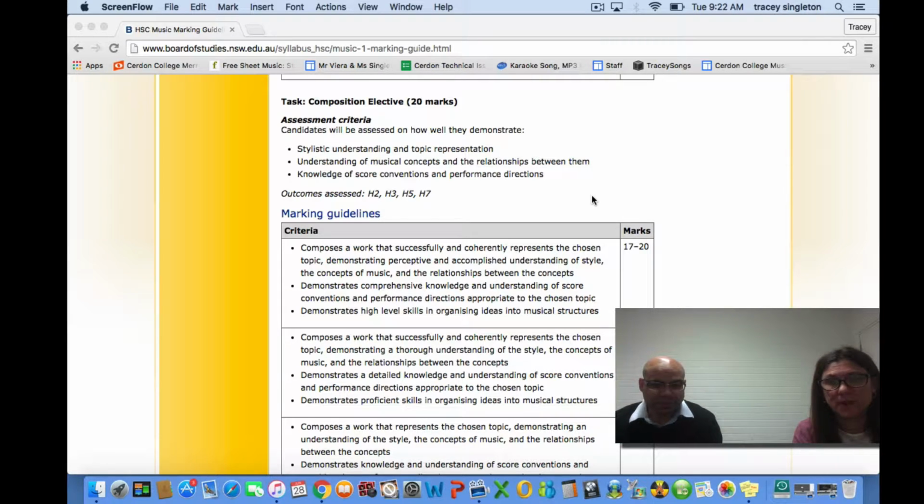All right, so the final thing I want to talk about: if we were looking in the marking guidelines here, the first point covers the understanding of style. The second point is knowledge of the score conventions, which we were just talking about. And this last one is demonstrates high levels of skill in organising ideas into musical structures. Can we just talk about that third point, because that's really the basis of how to do a composition. What are they looking for in that top band?